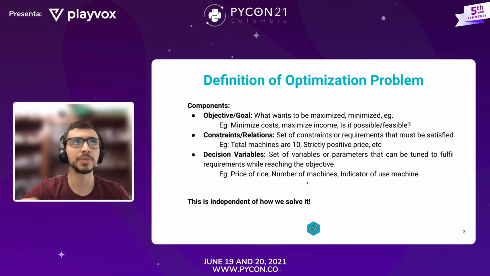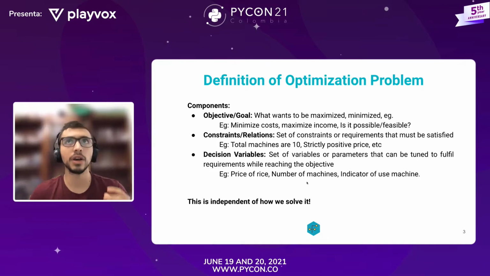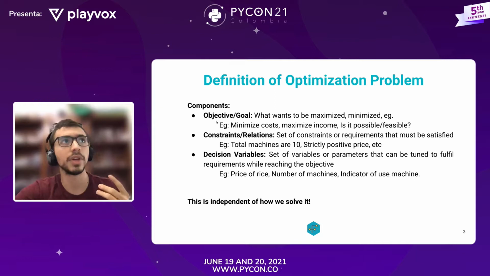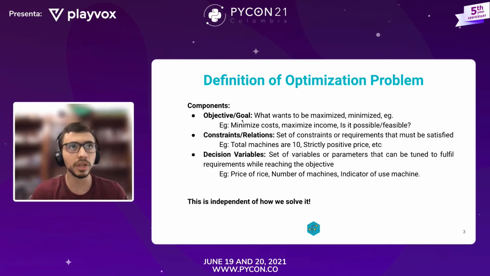So let's begin. First, we need to define what is an optimization problem. Here we're going to define an optimization problem with three main components. We have the objective or the goal, which is the thing that we want to optimize. So we want to minimize cost, maximize profit, maximize income, and so on. And there's also a kind of different problem, which is to know whether a problem is feasible or not. And we will see it later.